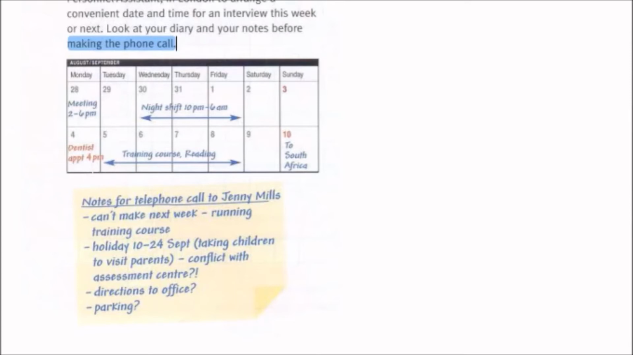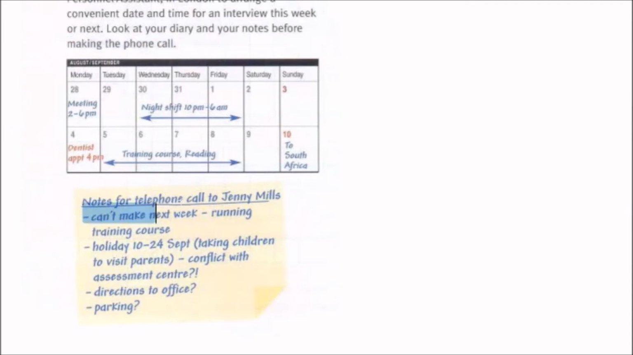September the 4th, you have a dentist appointment at 4 p.m. From the 5th to the 8th of September, you have a training course in Reading, in the city of Reading. On the 9th, Saturday, you are free. On the 10th, Sunday, 10th of September, you are going to South Africa. So check the days you are free, the times you have available, and also these notes down here.